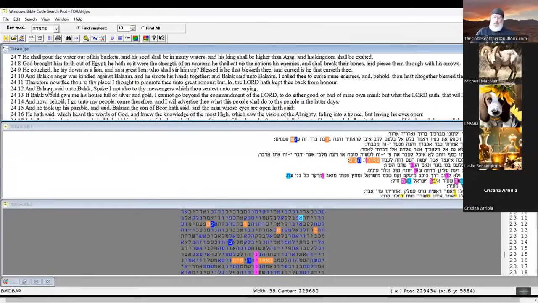And Balaam said to Balak, spake I not also to thy messengers which thou sentest unto me, saying, if Balak would give me his house full of silver and gold, I cannot go beyond the commandment of Yah to do either good or bad of my own mind. But what the Adonai saith, that will I speak. And here's where he goes into the prophecy right here. And now, behold, I go unto my people. Come therefore, and I will advertise thee what this people shall do to thy people in the latter days.